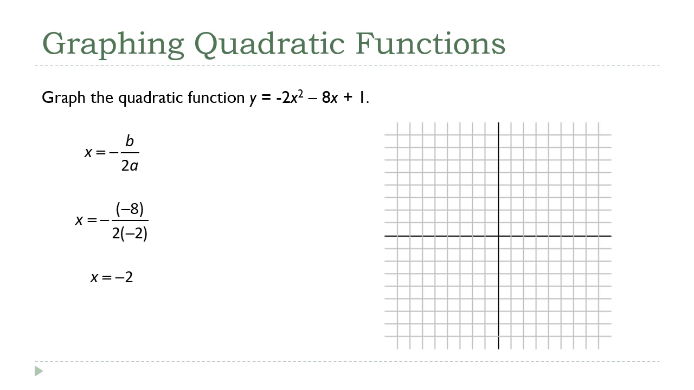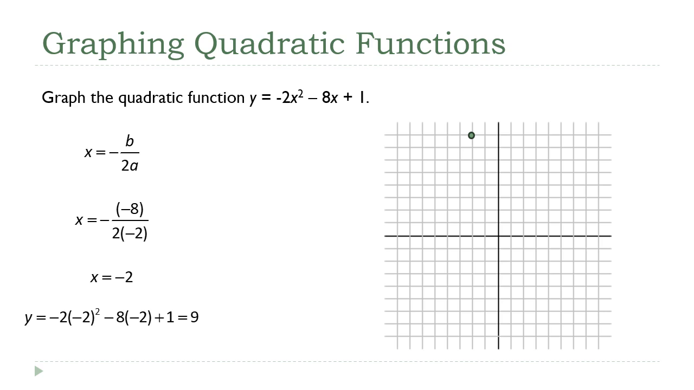Okay, so we need the y-coordinate. To get that, I'm going to go back to the function, put negative 2 in there for x. You get, again, lots of negatives floating around there. Negative 2 times negative 2 squared minus 8 times negative 2 plus 1. You simplify that, you get 9. So our vertex is at negative 2, 9. Excellent. There's 1 point. Still need a second one.